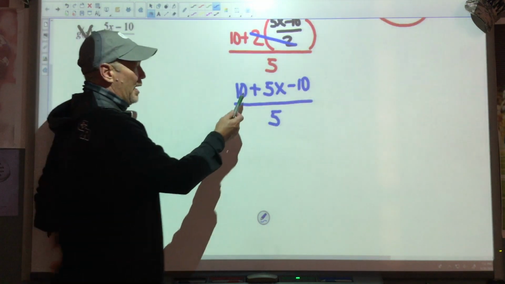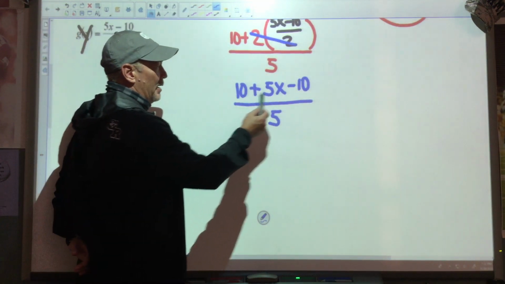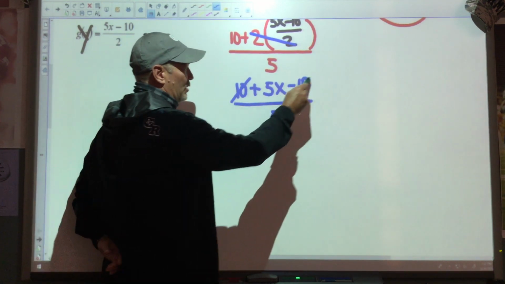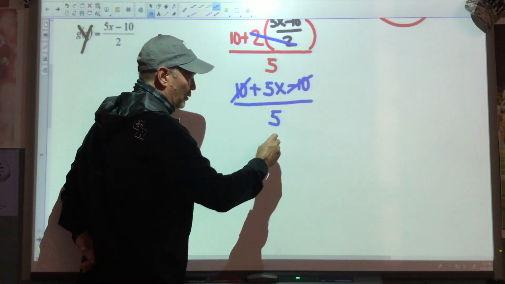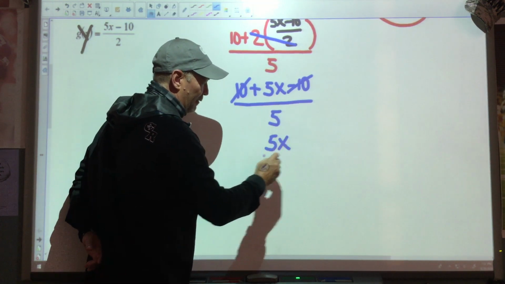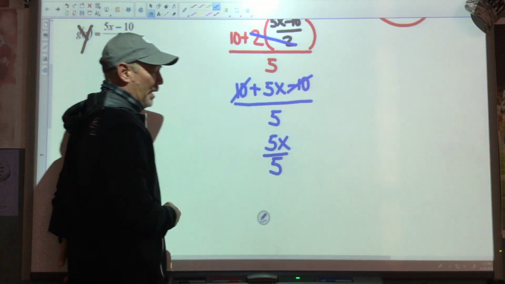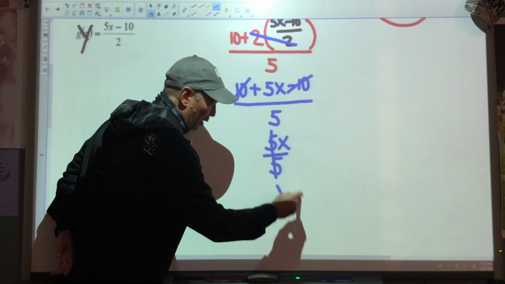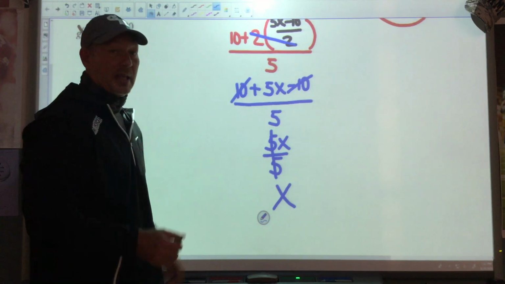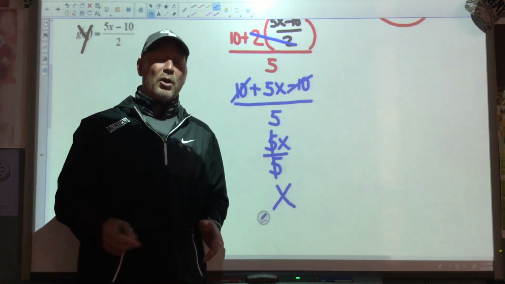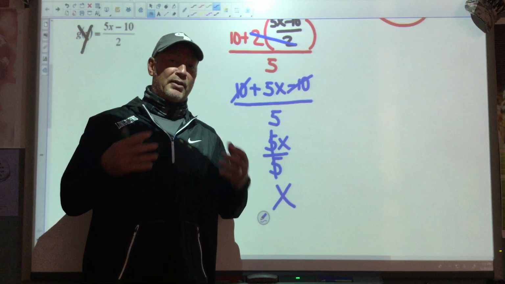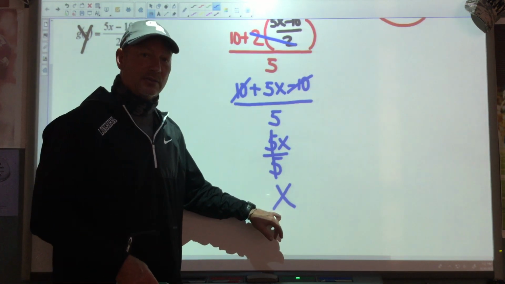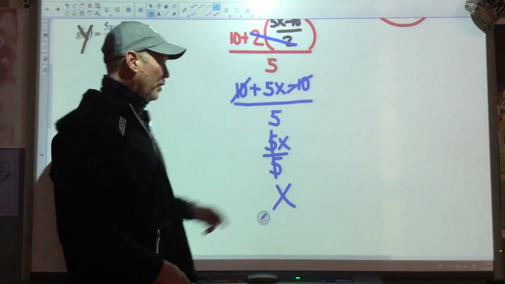Let's move this up a little bit. Now look what you have. If we have a positive 10, we have a negative 10. These two will cancel each other out. That leaves us with 5x divided by 5. What's going to happen to those 5's? Those 5's are going to reduce, and that's only going to leave us with an x. That's good. That's our goal. We want everything to cancel so that we're only left with the letter x. Okay? So let's go do the other side.